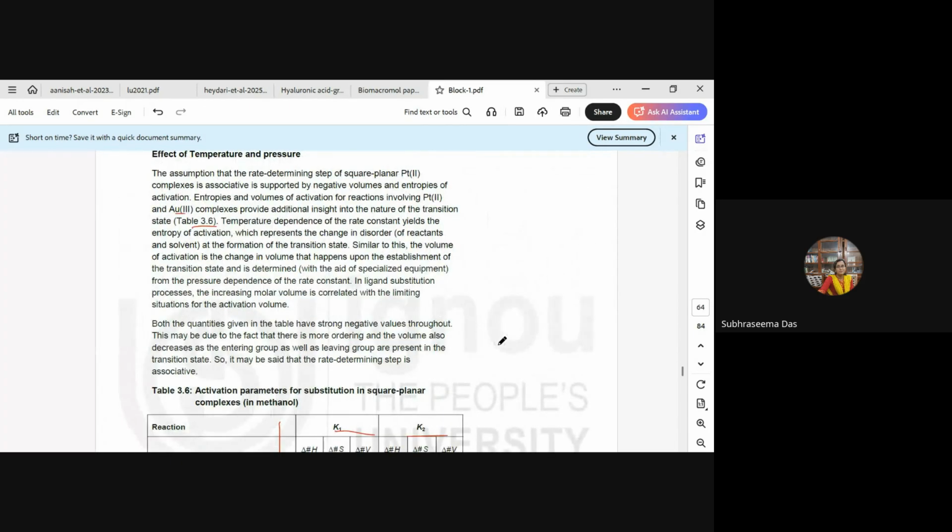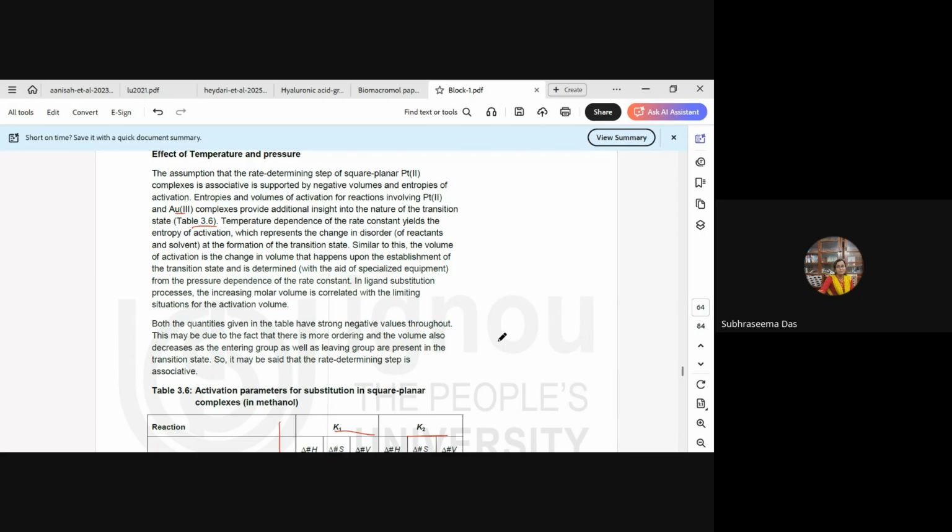Au3+ in methanol. The temperature dependence of the rate constant yields the entropy of activation, which represents the change in disorder at the formation of the transition state. Similarly, the volume of activation is the change in volume that happens upon the establishment of the transition state, and it is determined with the help of specialized equipment from the pressure dependence of the rate constant. Particularly in ligand substitution processes, the increasing molar volume is correlated with the limiting situations for the activation volume.